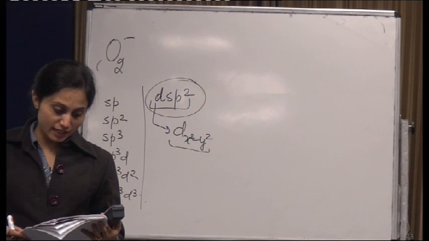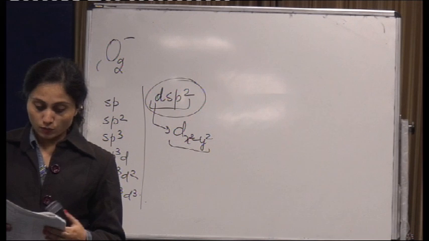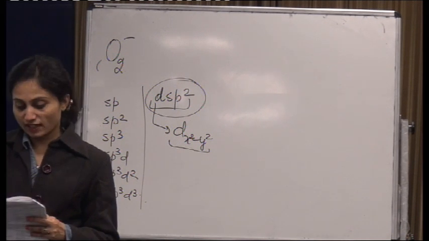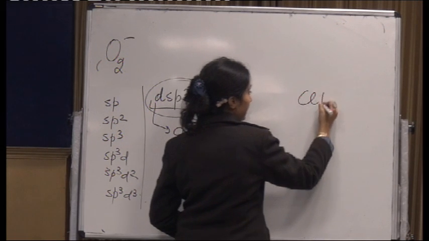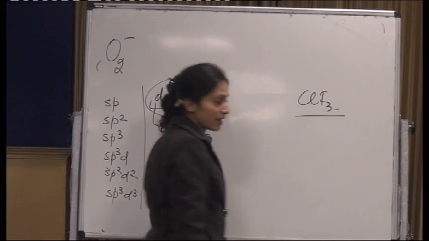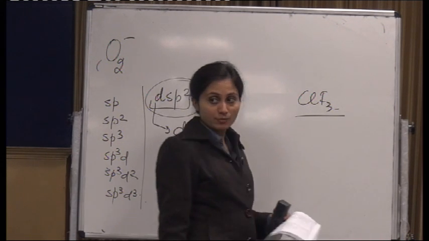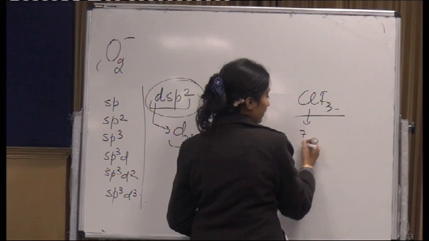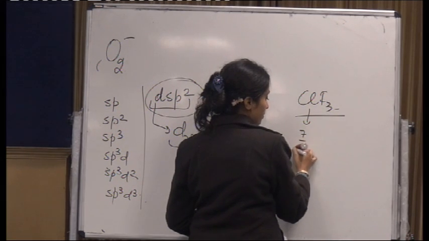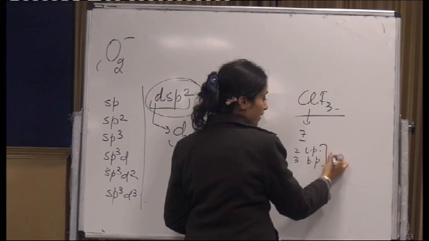The hybridization can be used to account for the shape of ClF3. What is the hybridization of ClF3? We want the hybridization of ClF3. You should not take so much time. You have 7 valence electrons, 3 being used up, so 2 lone pairs, 3 bond pairs, so a total of 5.